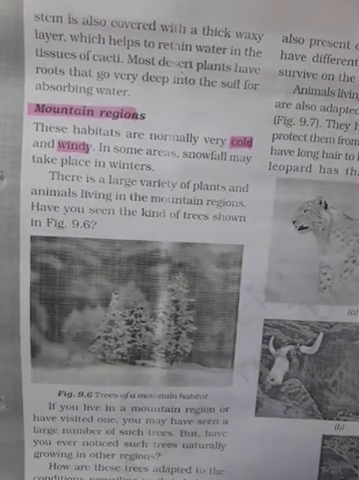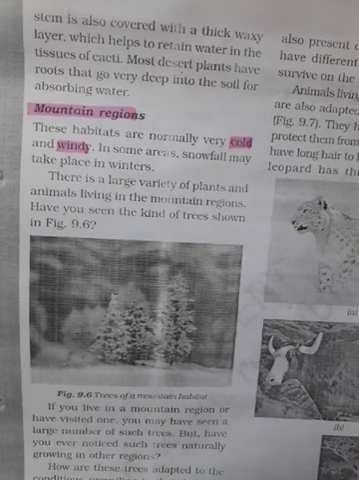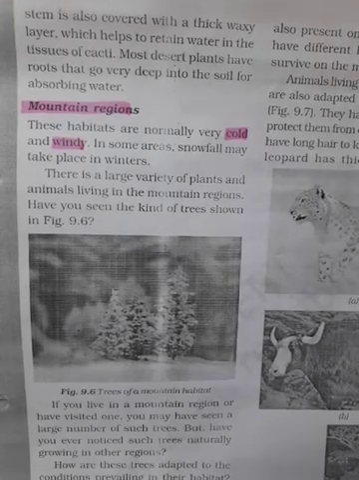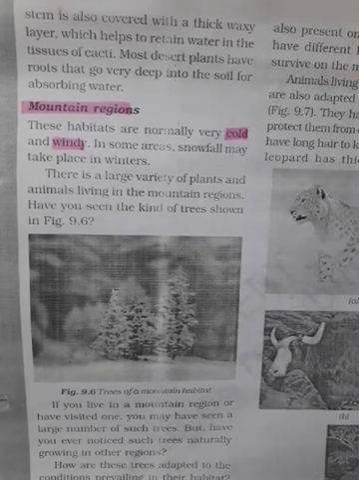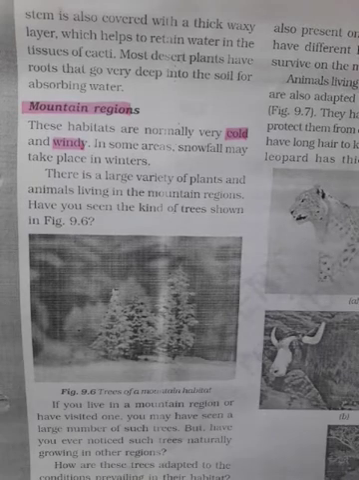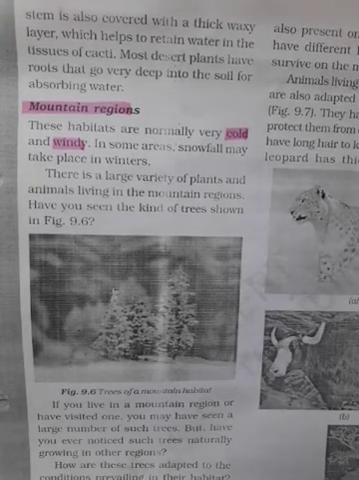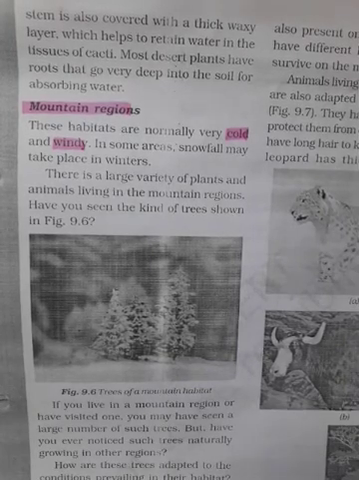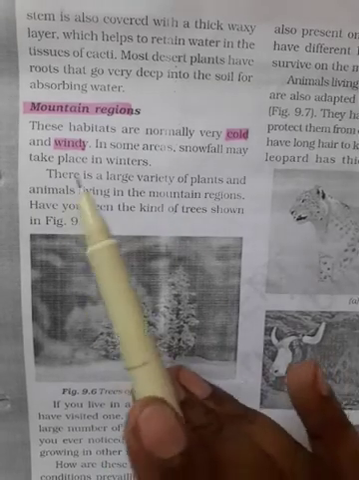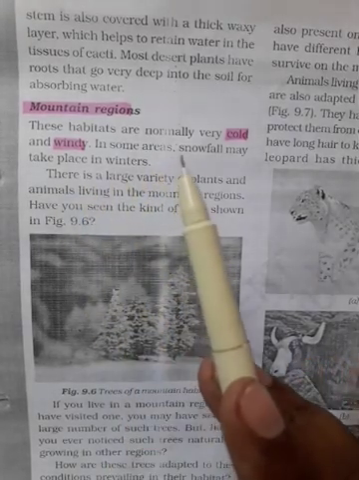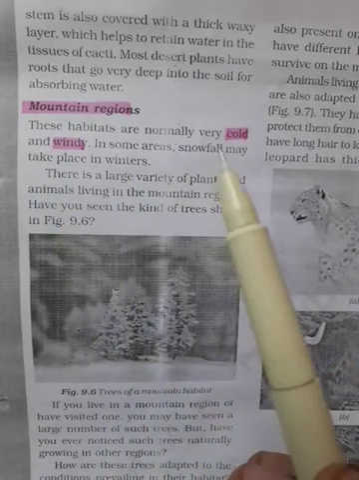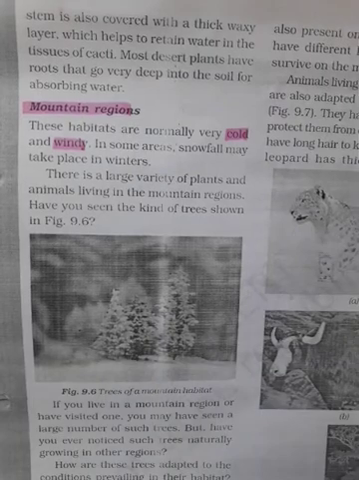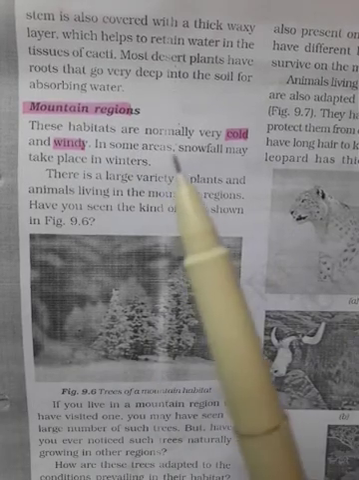So this was all about desert habitat. We took the example of animals and we took the example of plants. That means there are a few peculiarities, a few body structures that help them adapt themselves to such a condition. So let's move to the next part of terrestrial habitat, that is mountain habitat or mountain region. Mountain regions are very much cold and windy. That's due to the altitude.